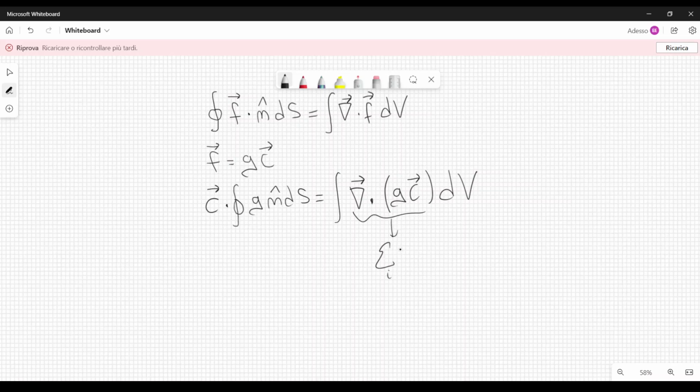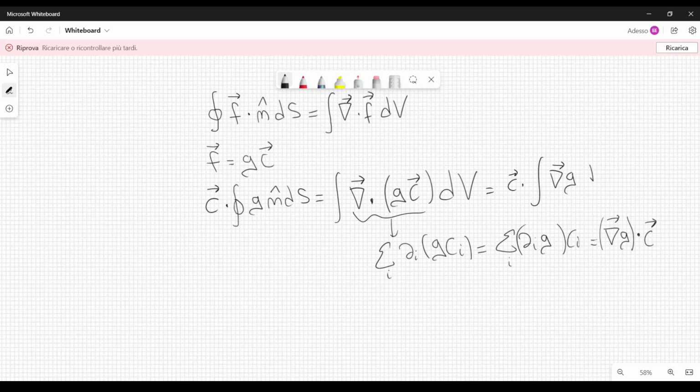Now c is a constant, as I said, so we can rewrite this as sum over i of the derivative with respect to the ith component of g c_i, and c_i is a constant, so we can rewrite this as sum over i of ∂_i g c_i, which is equal to the gradient of g, and then we take the dot product with c like this, and therefore we can rewrite this as c dot product integral gradient g dV.